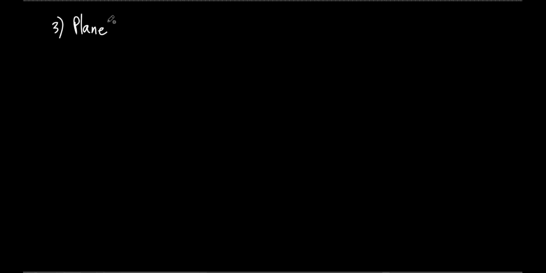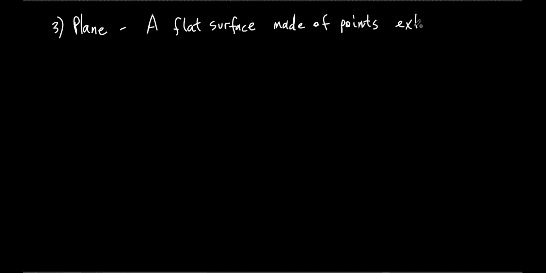All right. Let me just write down a little description. Again, these aren't definitions. They look like definitions, but technically they're really not definitions. It's just a description. So a plane is a flat surface made of points, extending infinitely. That sounds familiar, doesn't it?